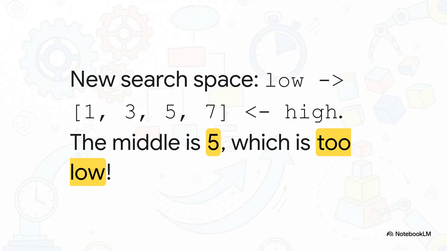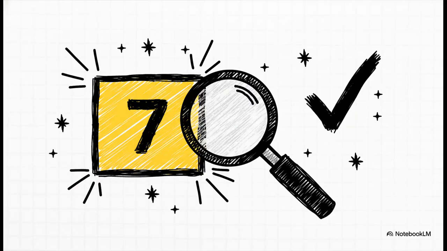So now we just repeat the process on this smaller list. We find the new middle, which is 5. Well, 5 is too low, so we know our target must be in the part to the right of 5. And just like that, we've cut our problem in half again. And look at that. We're left with just one number, 7. We check it, and we found it. That's it. That's the incredible power of binary search, and O of log n right there.